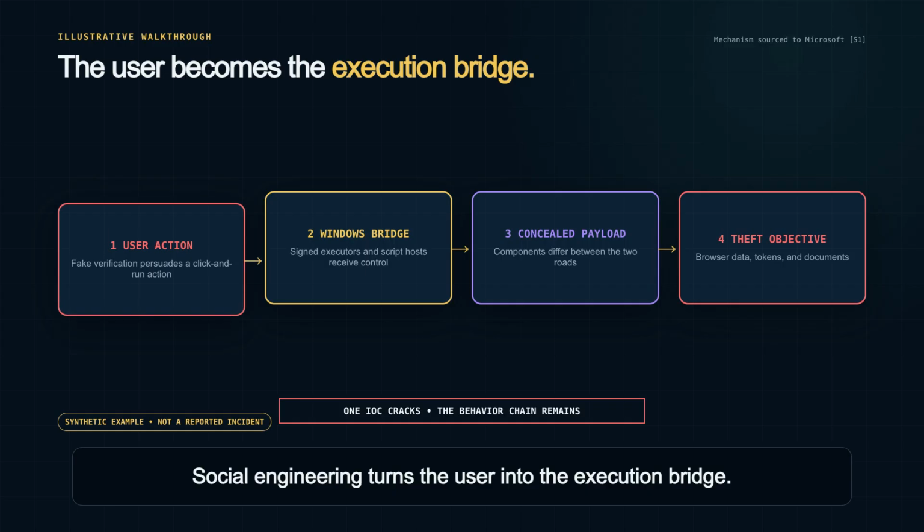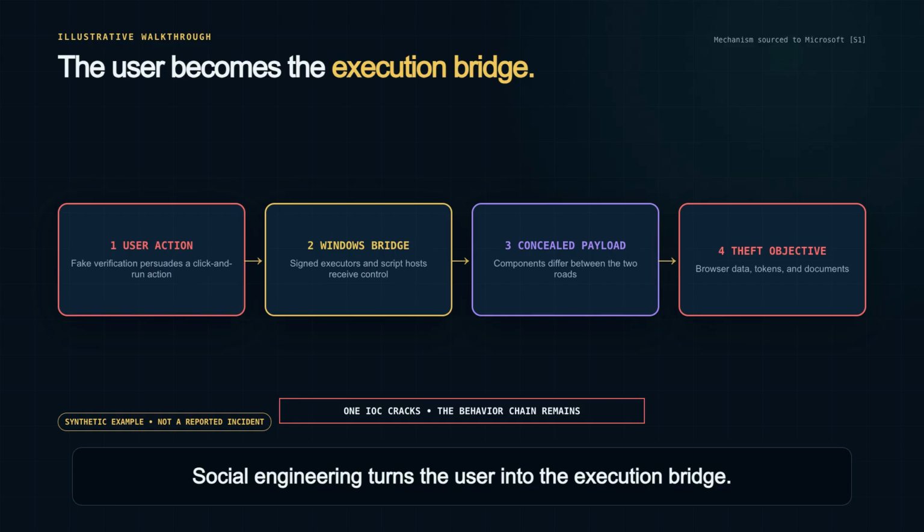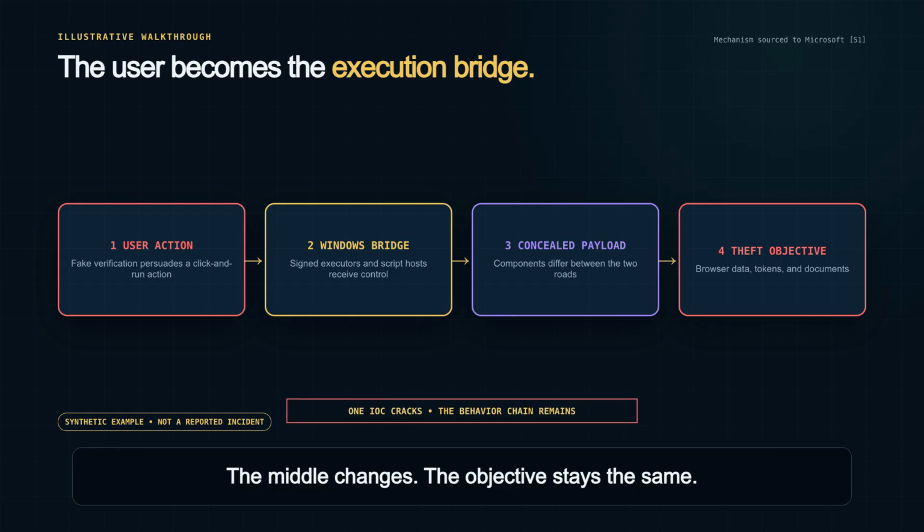From there, draw the architecture as 4 stages: user action, Windows execution bridge, concealed payload, then credential and document theft. The two campaigns swap components in the middle, yet converge on the same objective. That is why a single domain or file hash is a fragile defense.